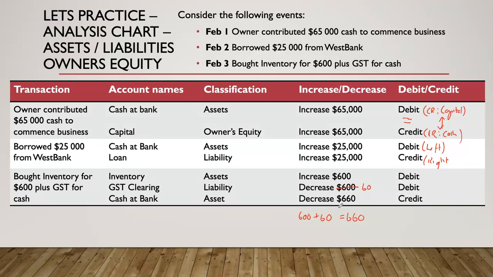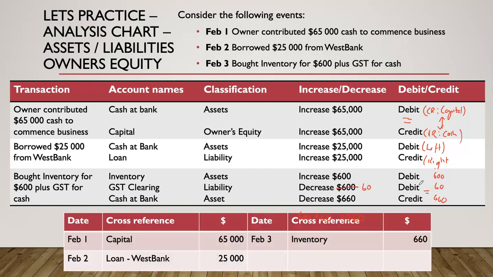Assets going up, debit. Liabilities going down are debits, and my cash at bank goes down, which is a credit. My debits equal my credits because I have 2 debits and 1 credit. It's not the amount of debits or credits, it's the number. 600 plus 60 equals 660. That equals my ultimate credit of 660. My debits, again, equal my credits. We can then pick that information up and start to build our ledgers. And we'll do heaps to practice that in class.